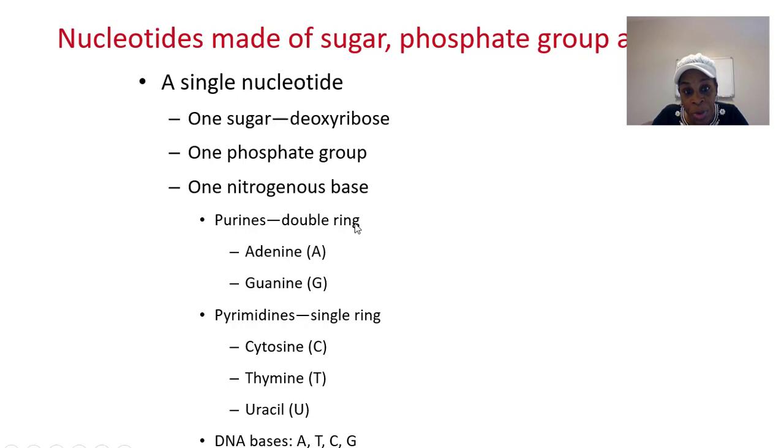And that base could be a purine, which is adenine or guanine, or a pyrimidine, which is cytosine or thymine. In RNA, you're going to have uracil, right? So in DNA the bases are A, T, C, G.